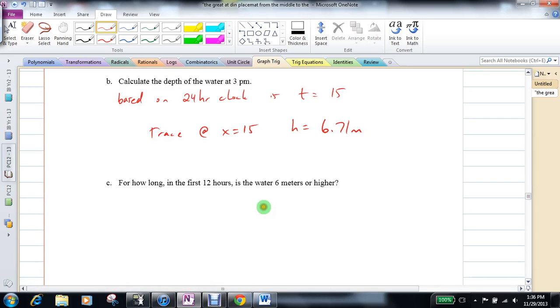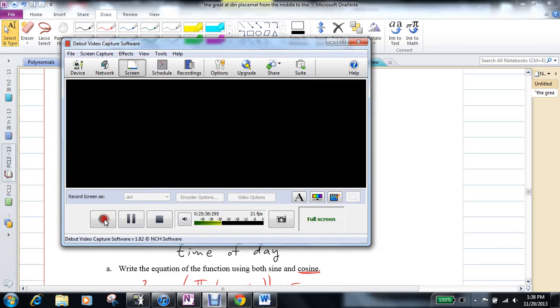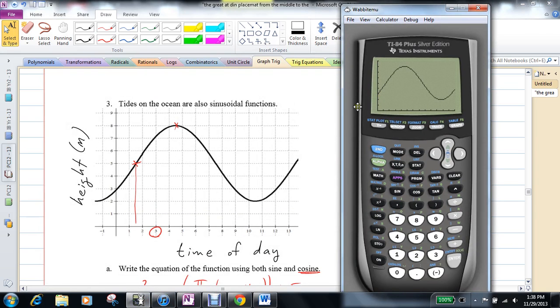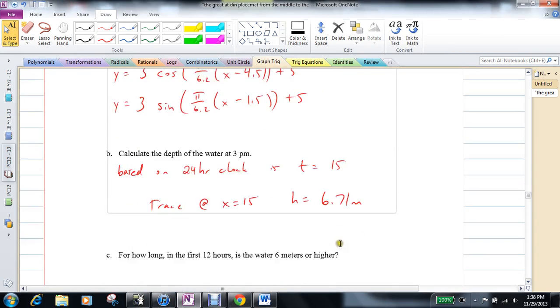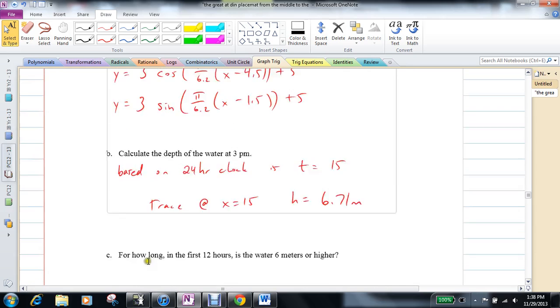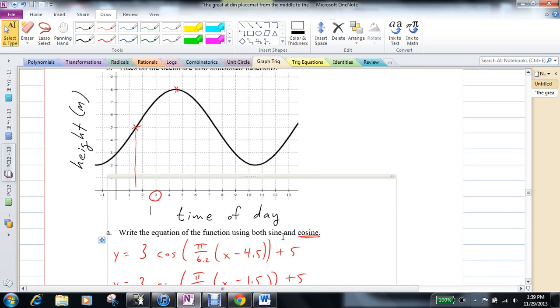At this point, in order for me to show this to you, I'm going to need to type that into my calculator, so I'll just press pause while I do that. Okay, so I have the equation typed into my calculator with the appropriate window that I've been given. And we've been asked, for how long in the first 12 hours is the water 6 meters or higher? Well, at this location, the water is 6 meters deep, so that time is somewhere around 2. And at this location, the water is 6 meters deep, and that time is somewhere around 7.